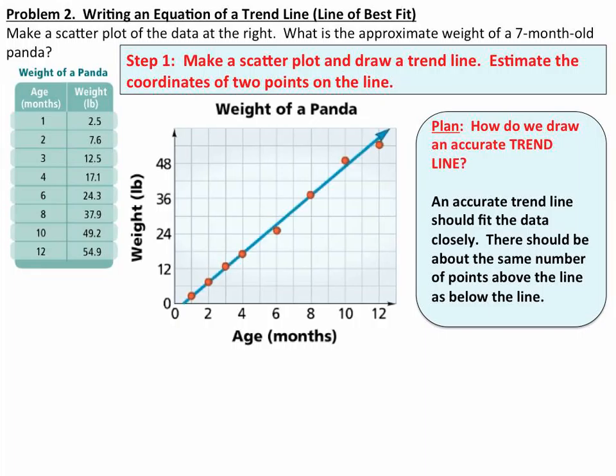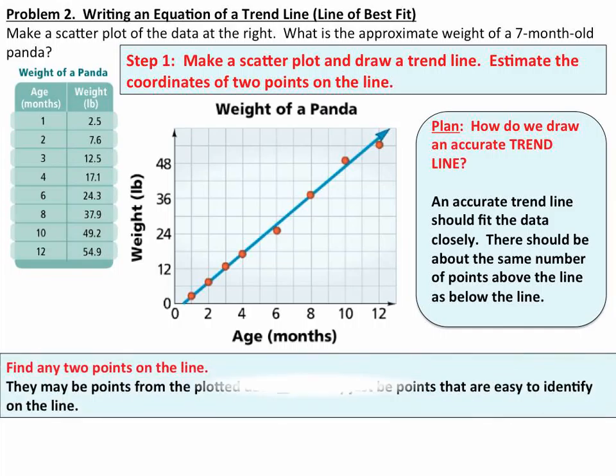Okay, so there's a trend line for me, something like that. Notice I ran into some of the points, but I certainly won't run into all of them. I have about the same number on both sides of the line. Now I can use any 2 points on the line. They might be from the data, or they might just be points on the grid that are easy for me to read. In this case, I see that I hit 2 of the data points.